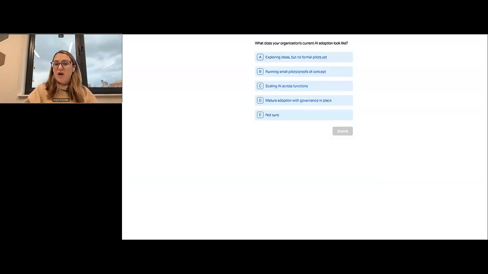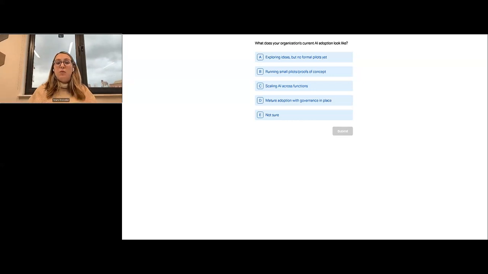Before we jump into all those, we're going to get to our second polling question. What does your organization's current AI adoption look like? I'll let you get into this. The first one, maybe you're exploring ideas, but no formal pilots yet. So maybe your organization hasn't really adopted an overall AI governance structure. Maybe you don't have an approved GPT that you're able to use yet. Maybe you're just using it ad hoc.